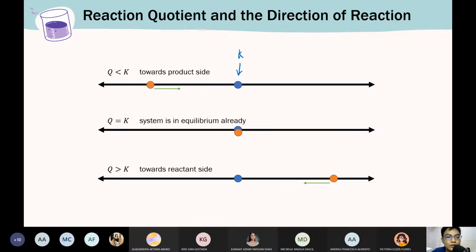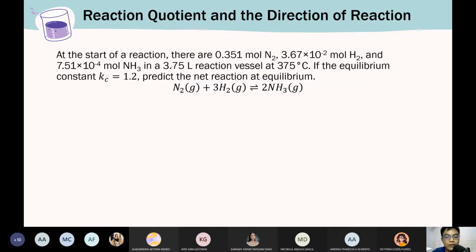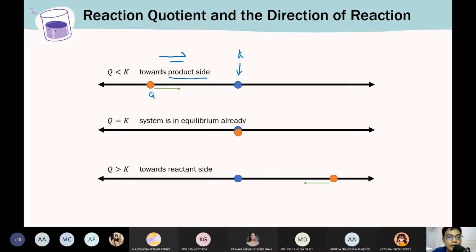The orange circle is the Q, and the blue one is the K. Just looking at the number line, since Q is here and K is where we want to go, if you want to go to the K, you have to go to the right side. In a chemical equation, that means towards the product side. We usually signify that with this type of arrow, wherein the arrow to the right is bigger. When the arrow to the right is bigger, it means the reaction is going to the product side.